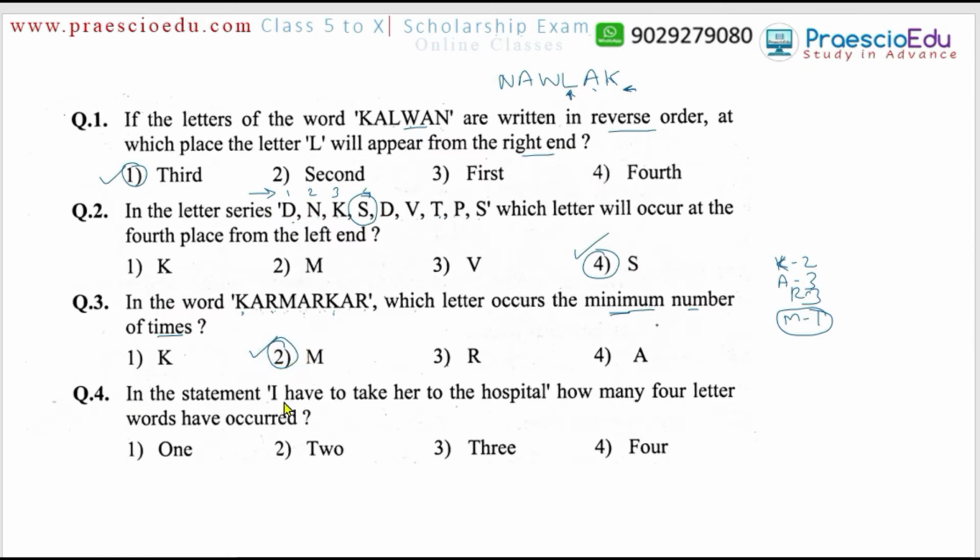Question 4. In the statement, I have to take her to the hospital, how many 4-letter words have occurred? The 4-letter words are have, then take, and then hospital is more, 1, 2, 3, 4, 5, 6, 7, 8. So there are 2. Option number 2 is mentioning the 2, so option number 2 is the correct one.